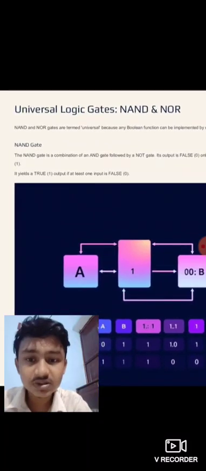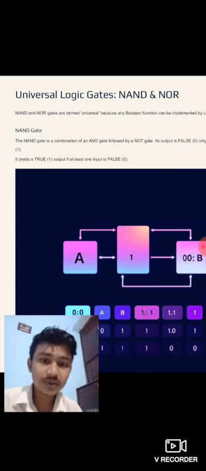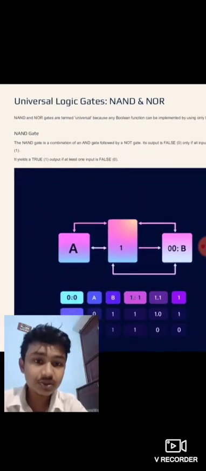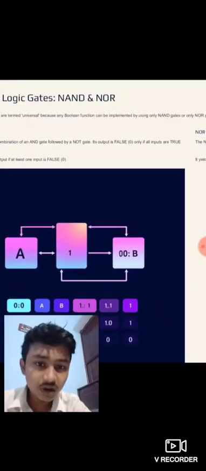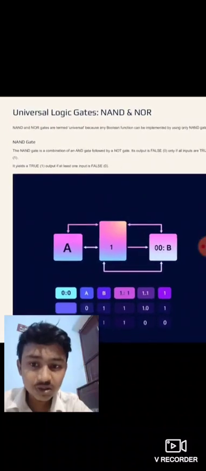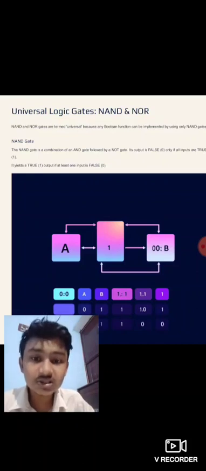NAND gate. The NAND gate is a combination of an AND gate followed by a NOT gate. Its output is false, 0, only if all inputs are true, 1. If the output is true, at least one input is false, equal to 0.